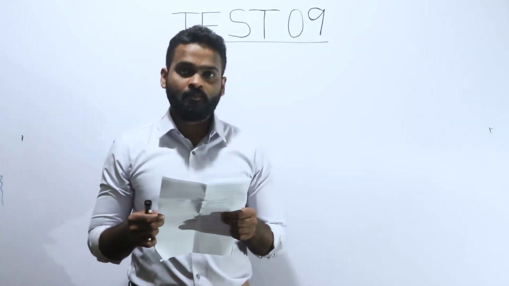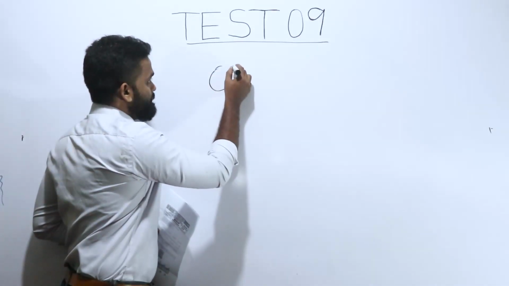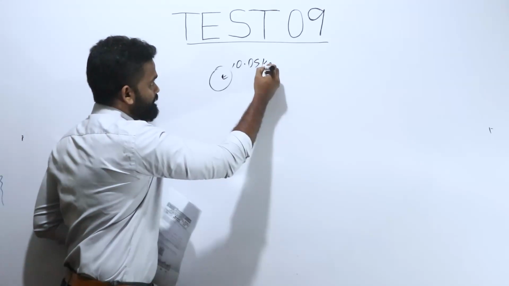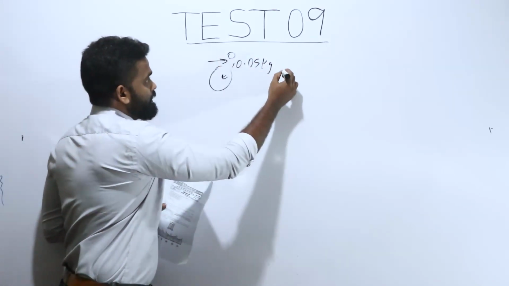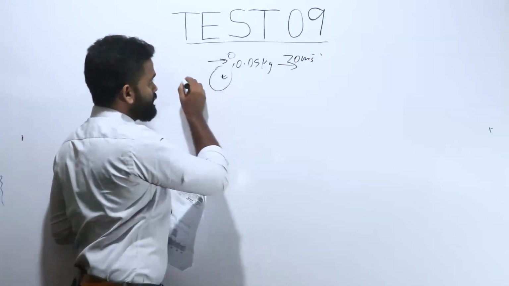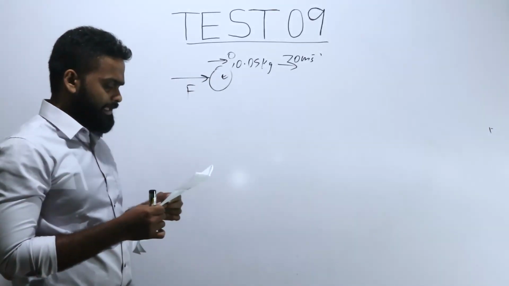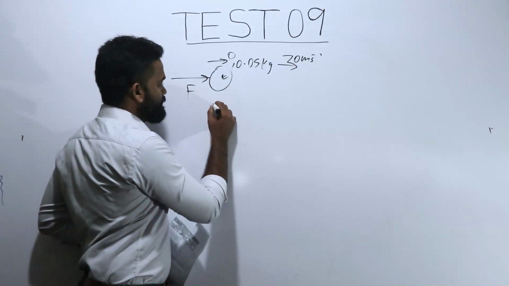Okay, second question. When a ball weighing 0.05 kilogram at rest is hit with a bat, its speed increases to 70 meters per second within 5 times 10 to the minus 4 seconds. Force acting on the ball is. So we have a ball with a mass 0.05 kilogram and it is at rest initially. Then its velocity increases to 70 meters per second due to a force. This is the impulsive force acting on the ball. So in that case, we can use this equation.